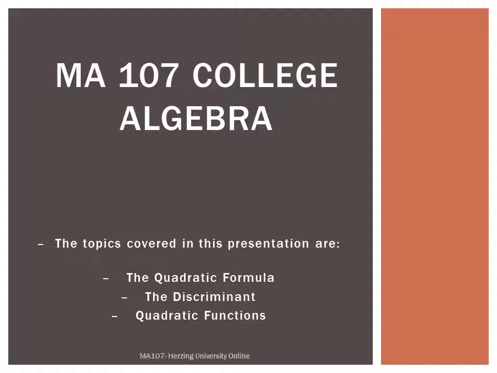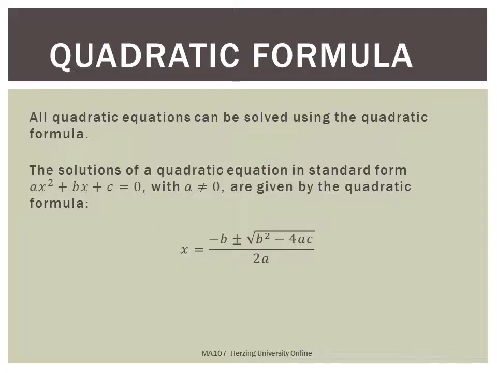The topics covered in this presentation are the quadratic formula, the discriminant, and quadratic functions. All quadratic equations can be solved using the quadratic formula. The solutions of a quadratic equation in standard form, ax squared plus bx plus c equals 0, with a not equal to 0, are given by the quadratic formula. x equals negative b plus or minus the square root of b squared minus 4ac, divided by 2a.